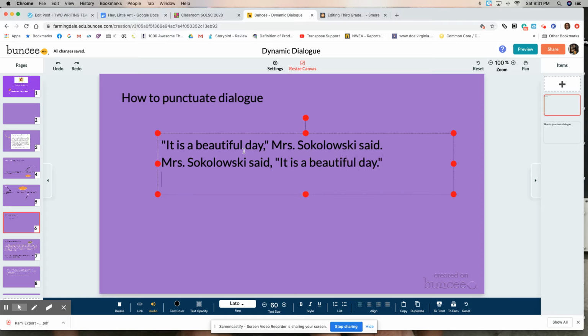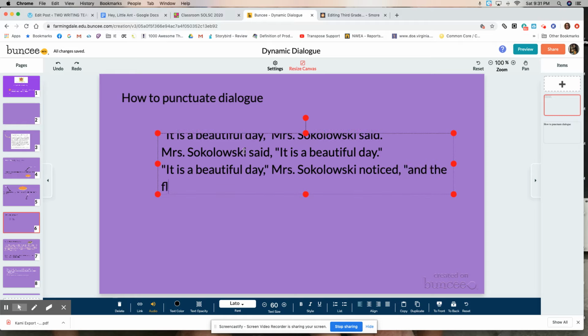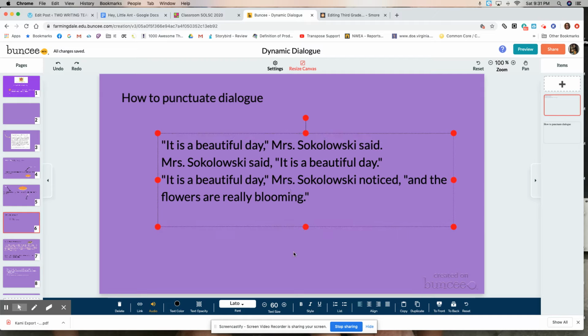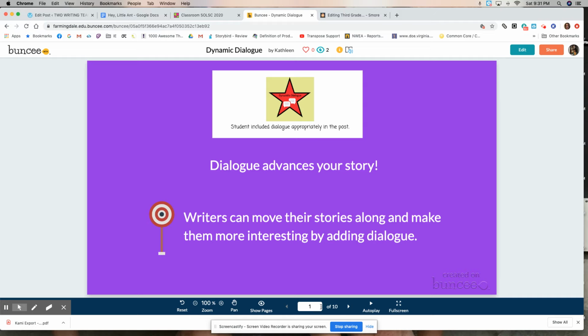If I want to tag it in the middle, again, I have to start with my quotation marks. "It is a beautiful day," comma, Mrs. Sokolowski noticed, "and the flowers are really growing." Period. End of quotation marks. Okay, so that is how we punctuate our dialogue.